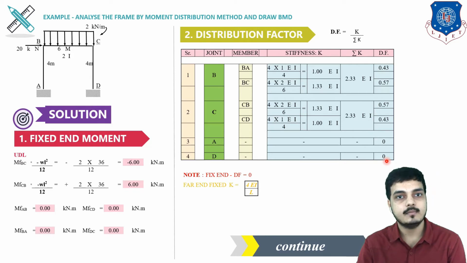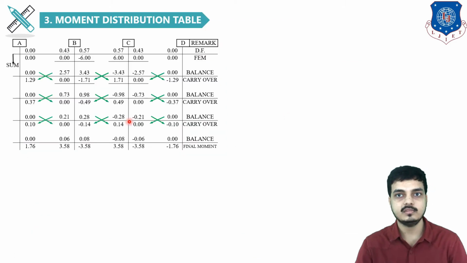Now our next step is to find the moment distribution table. For the moment distribution table, we will be using this FEM and these distribution factor values, meaning all these 6 values and all these 6 values. Let's see. Now here is the moment distribution table.